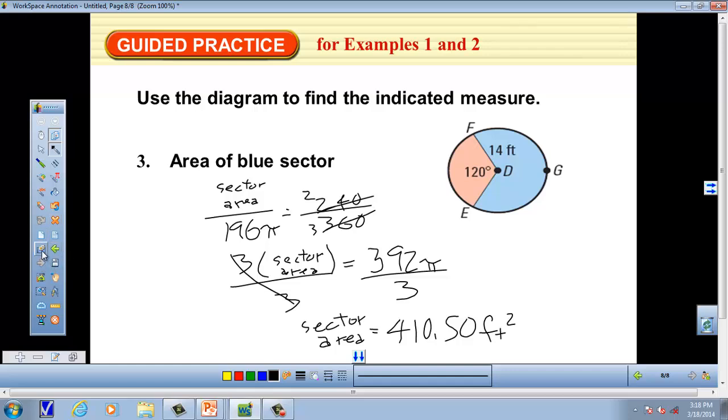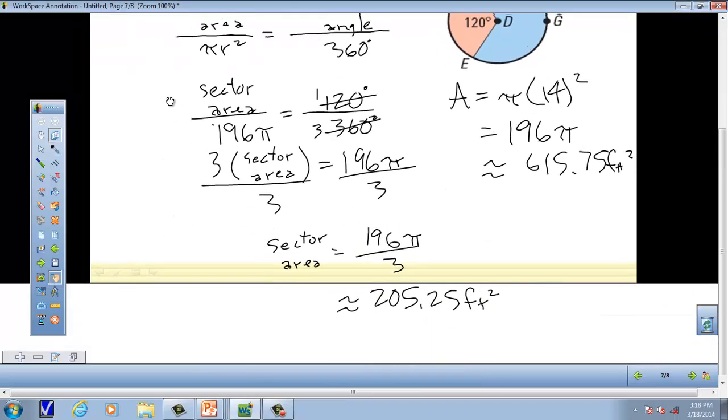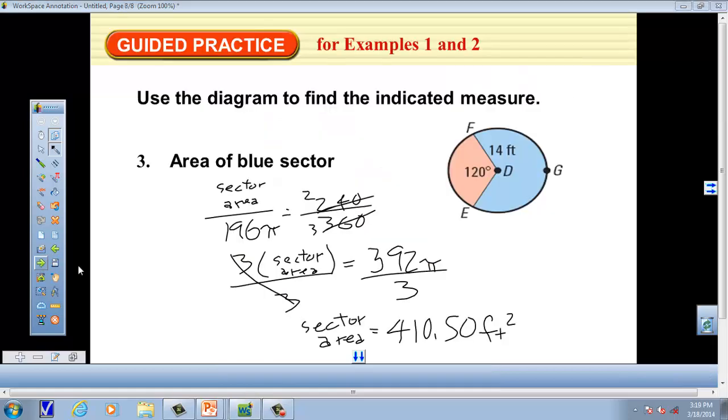You could have also done, if we go back to this, this is the whole thing, this is the red part, so the blue part should be what's left over. So we could have said 615.75 and 205.25, and if we had subtracted those, we'd end up with 410.50. So that was the other way of doing it. I would have done it this way, but if you didn't recognize that, that would get you the same answer.